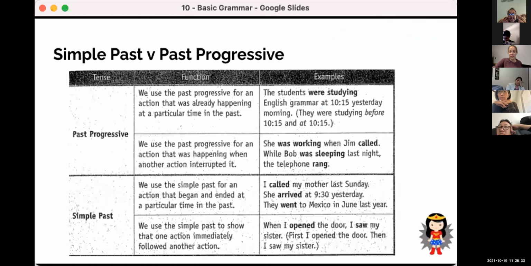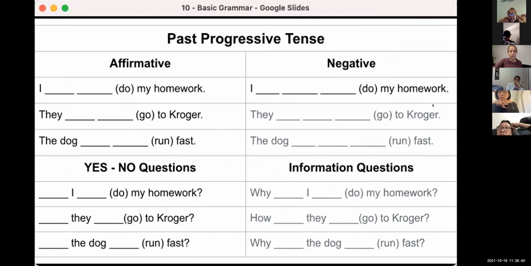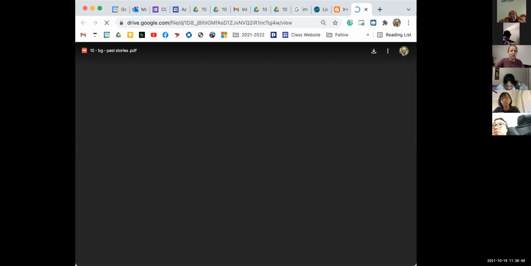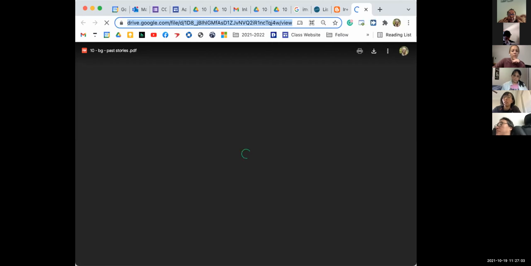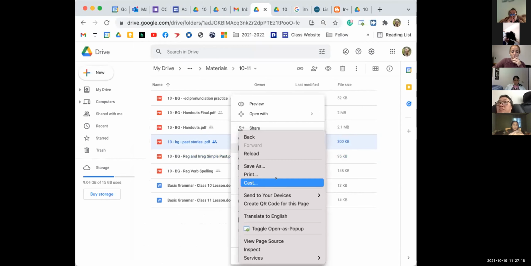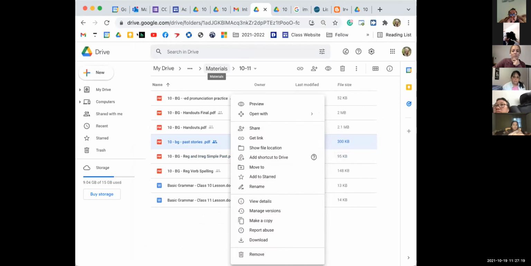All right, let's practice these continuous and past continuous, or past progressive, and simple past verbs. I'm going to share this link in the chat and hopefully it works again. We're going to go into our breakout rooms and do a little bit of reading and speaking about these situations. I put the link in the chat, but I don't know if it will open for you. So please let me know if it opens. It has opened. Good. Okay, great.